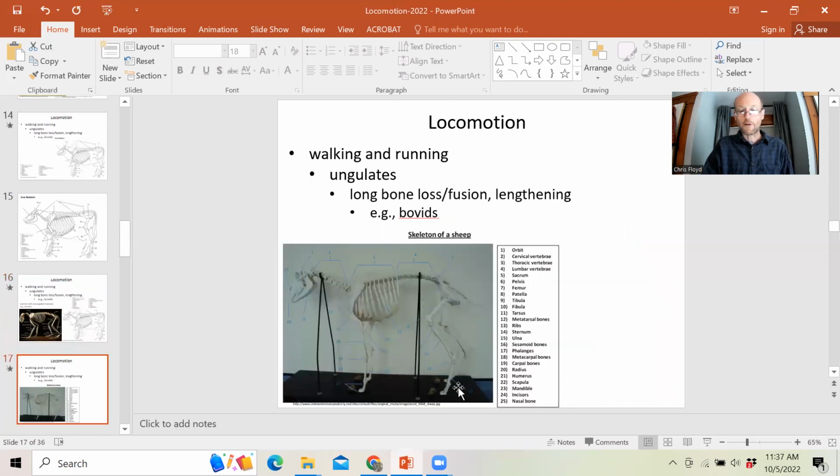You look at a sheep, very similarly here, but proportionally, the lower half, what looks like leg, is actually foot and hand.